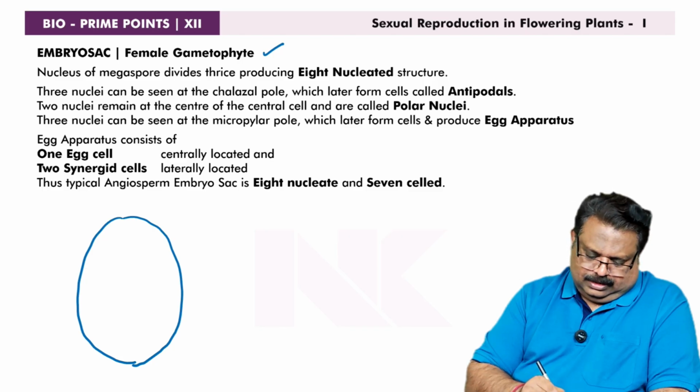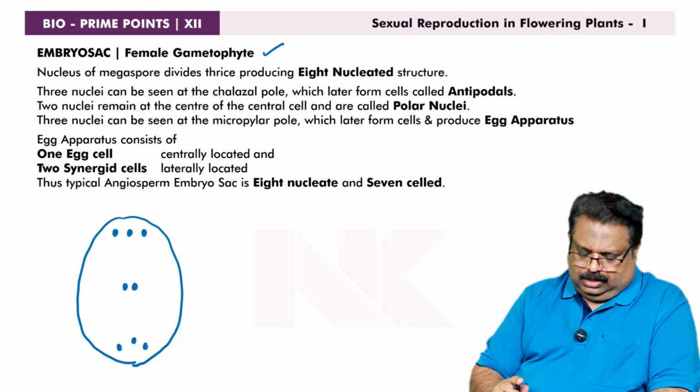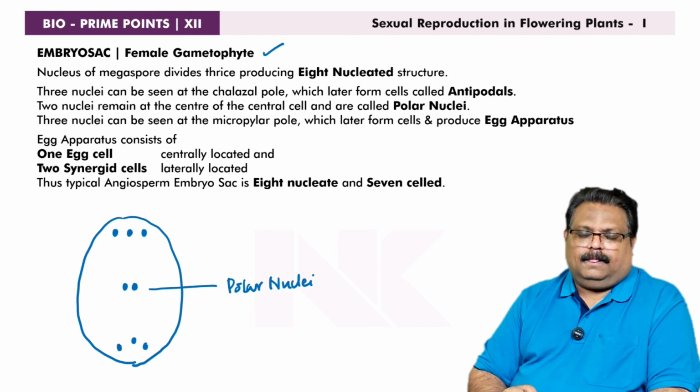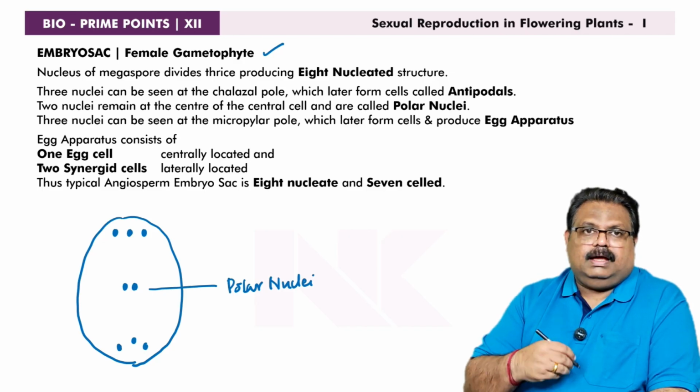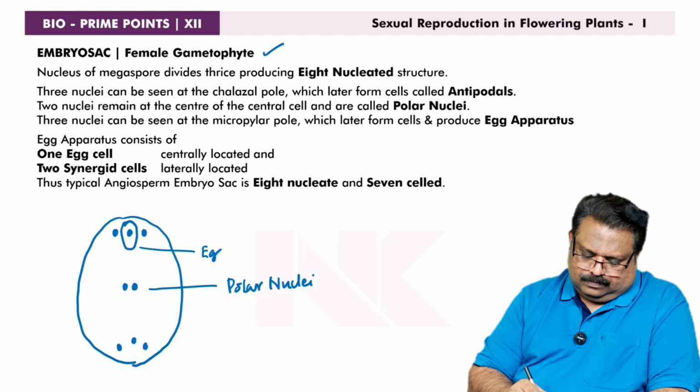Out of the 8 nuclei, 3 nuclei will be seen at the micropylar pole, 3 nuclei will be seen at the chalazal pole, and 2 nuclei will be seen at the center. The nuclei which are seen at the center are called polar nuclei. The 3 nuclei present at the micropylar pole get converted into a large egg cell and two smaller synergids. These are called synergids.